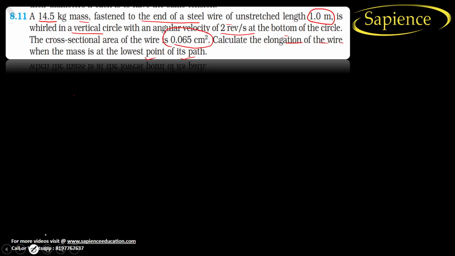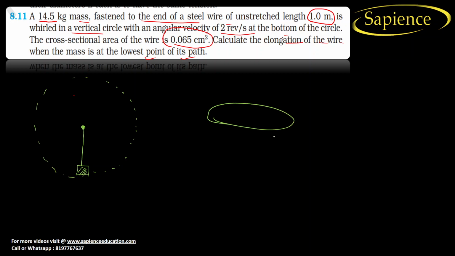Let us try to figure out the situation they are asking about. Let us consider there is a string, and in the string there is a mass attached, and the mass is given as 14.5 kg. Now this has been whirled in such a way that it will create a vertical circle, not a horizontal circle. If they talk about a horizontal circle, they will make a circle like this. This is the center, there will be a rod, and it will move in this direction. But here it is a different case, a vertical circle.